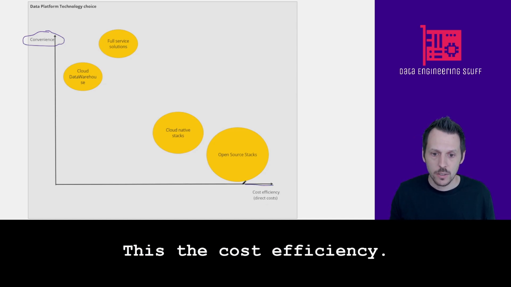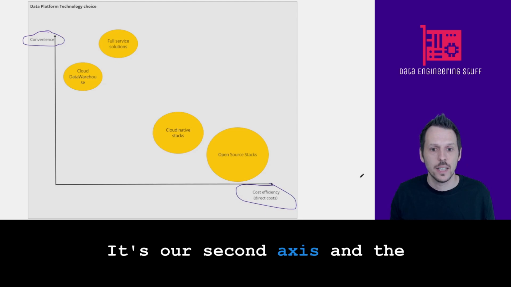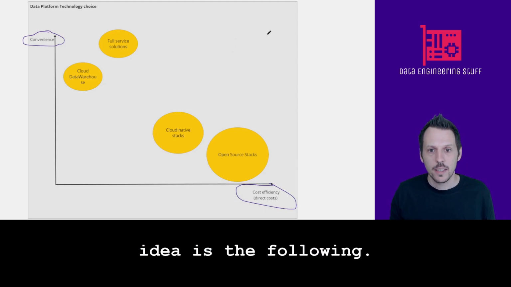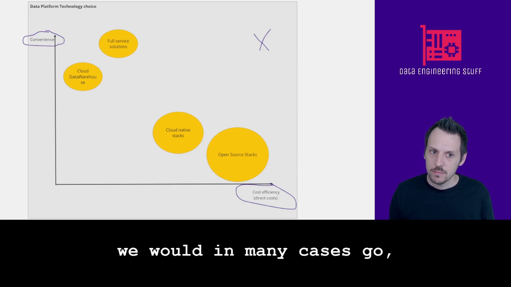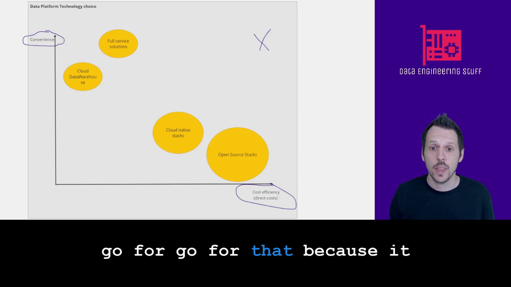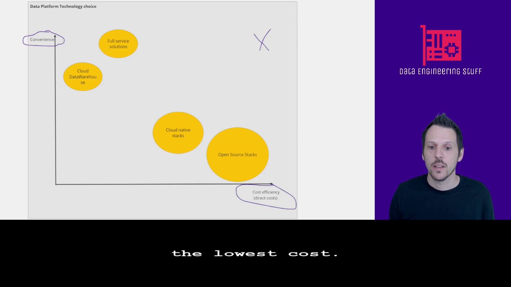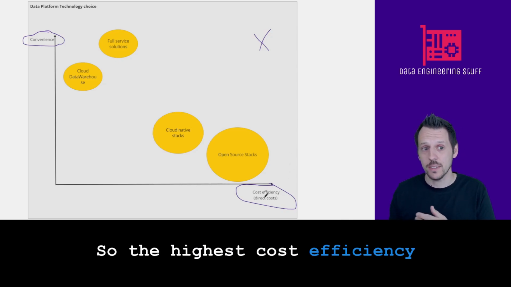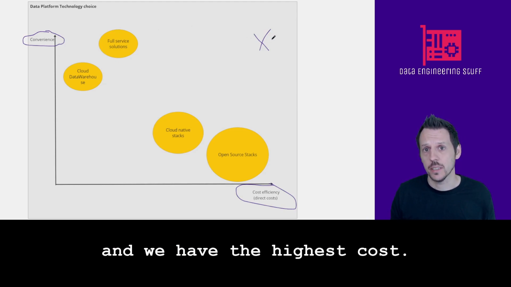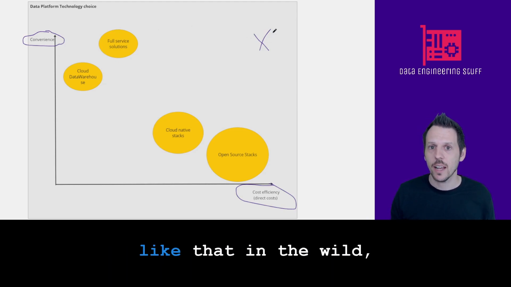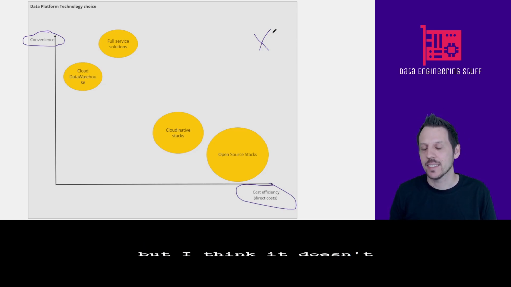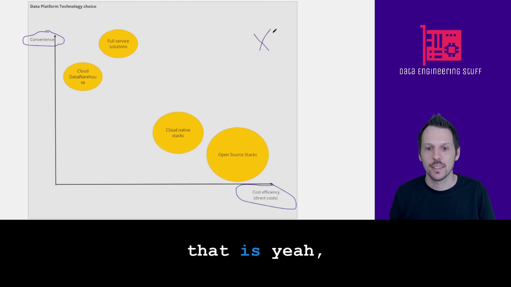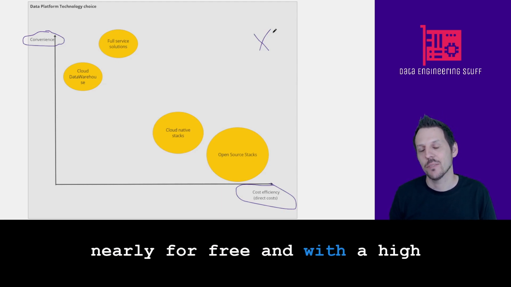So this is the cost efficiency. It's our second axis. And the idea is the following. If we would have a solution here, this would be the perfect solution. And we would, in many cases, go for that, because it would mean we have the lowest cost, so the highest cost efficiency, and we have the highest convenience. So if you see something like that in the wild, please tell me. But I think it doesn't exist at the moment.